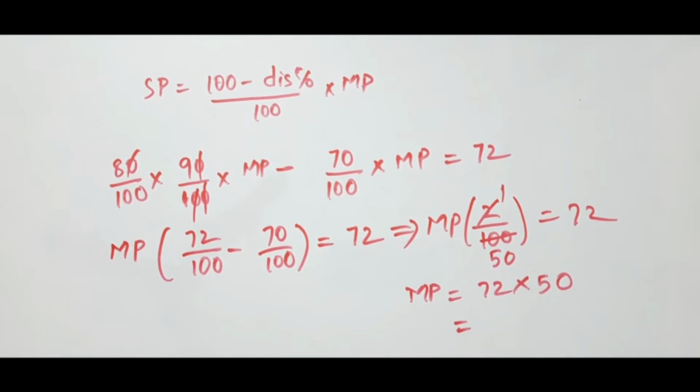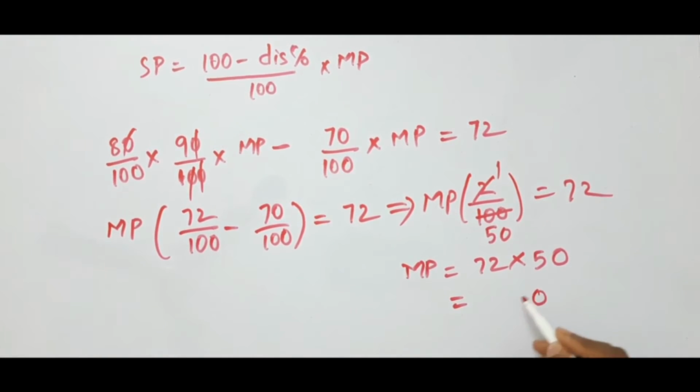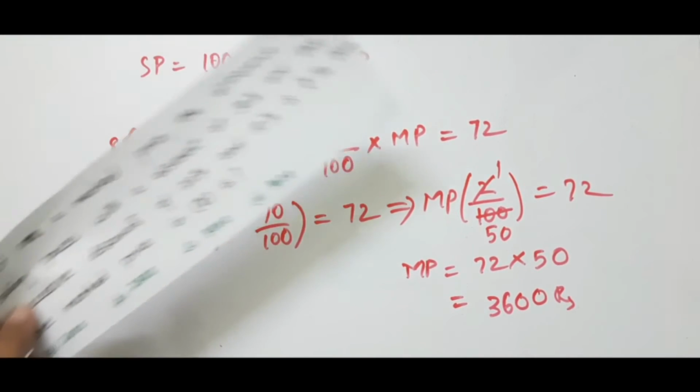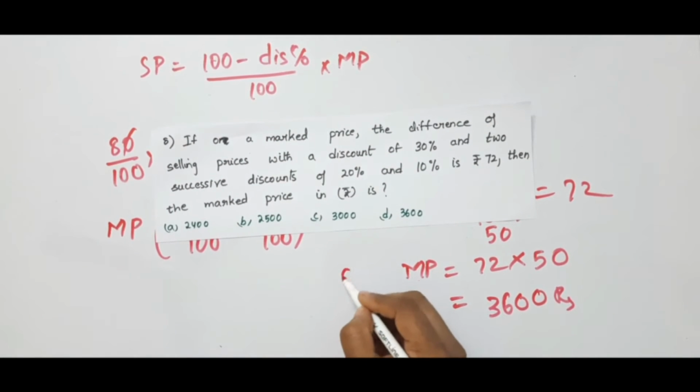This is nothing but 0, 5 twos are 10, 1, and it is 35 and it is 36. So 3600 rupees. Let us go to the options and check where it is. It is option D. I just used the hint which is given in the question. In this way you have to solve this type of problems. Now let us go to the next problem.